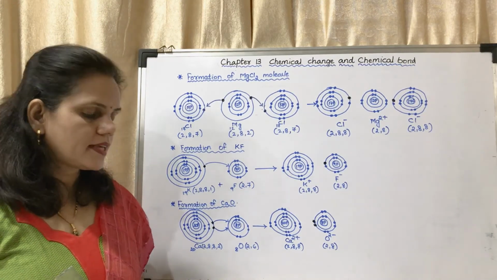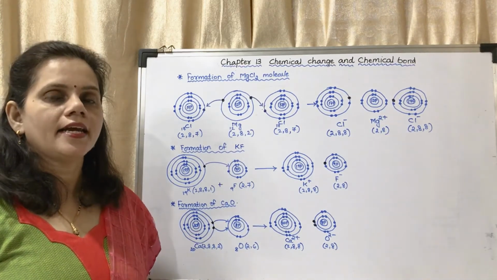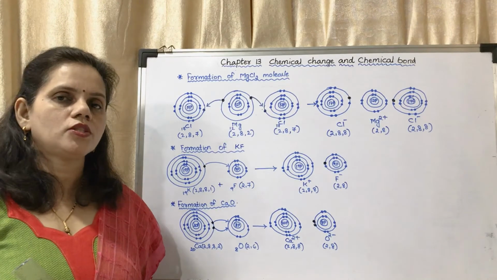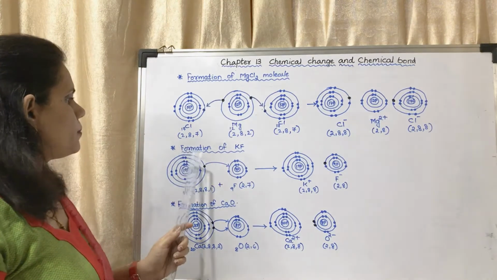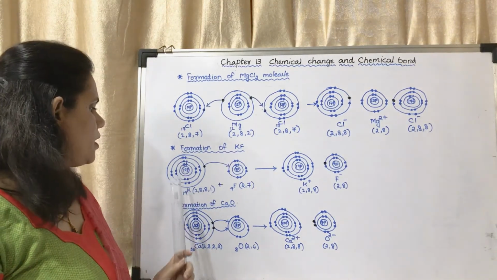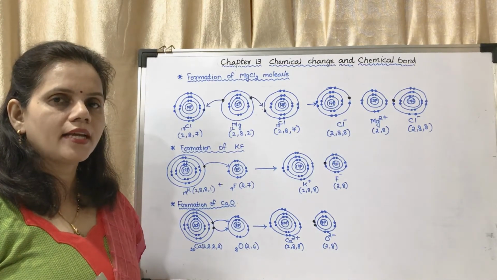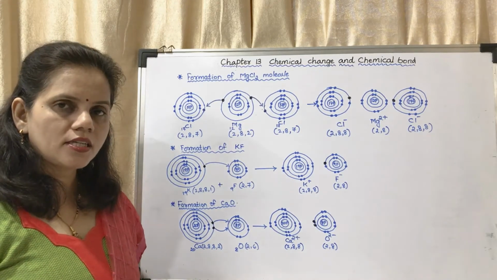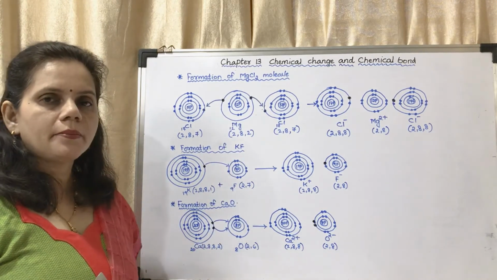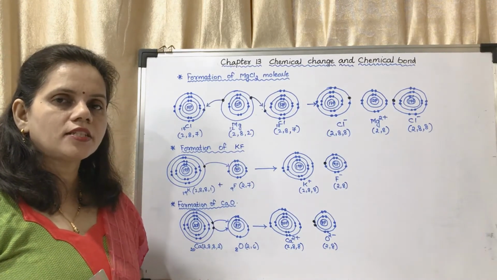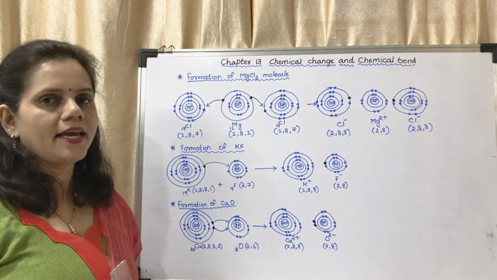Similarly, there are two questions given on page number 93. Formation of potassium fluoride, that is KF. The question is to show the formation of K plus ions and F minus ions in KF. Potassium, its atomic number is 19. Its electronic configuration is 2, 8, 8, 1. It is having one electron in its outermost shell. That means it will give that one electron. Fluorine, its atomic number is 9. That means its electronic configuration is 2, 7. That means it will gain one electron.